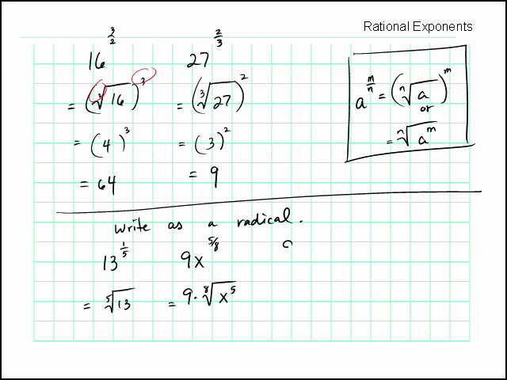If I have 9x all raised to the 5/8 power, the 9x is in the parentheses, then everything is under the radical. This will be the 8th root of 9x, and then that's raised to the 5th power. I'll put the 5th power on the outside this time.